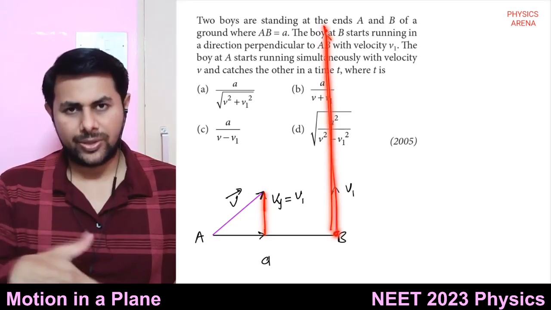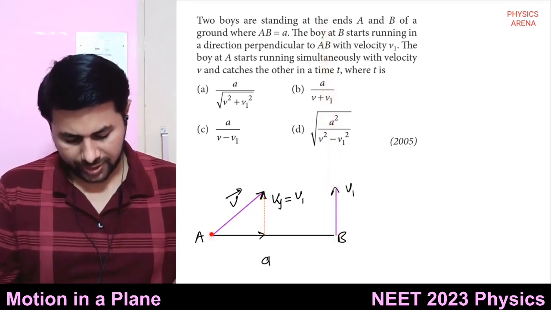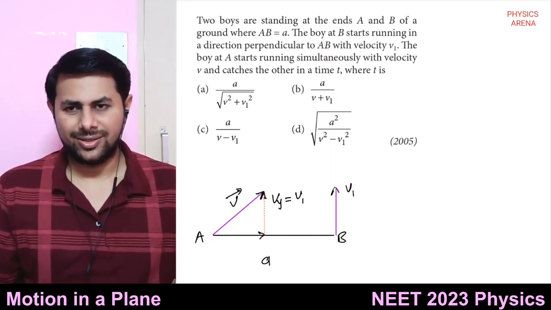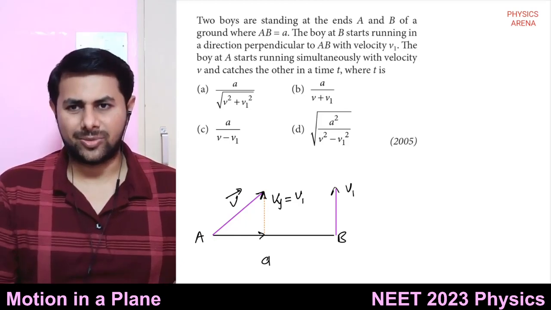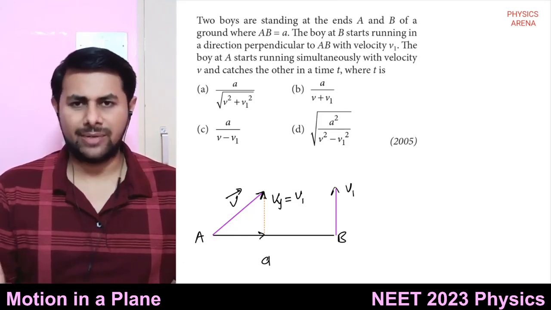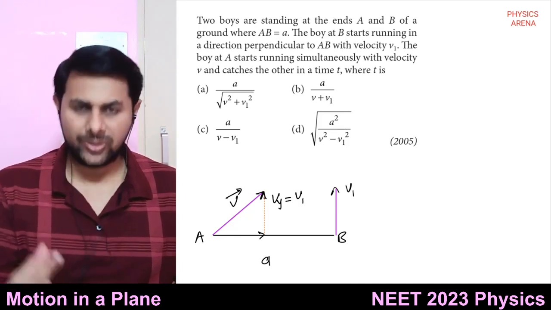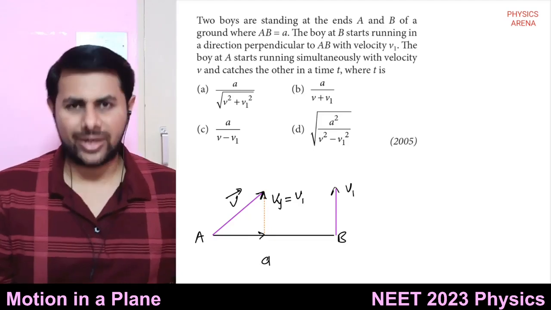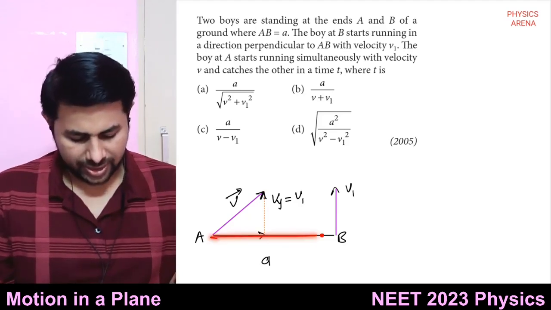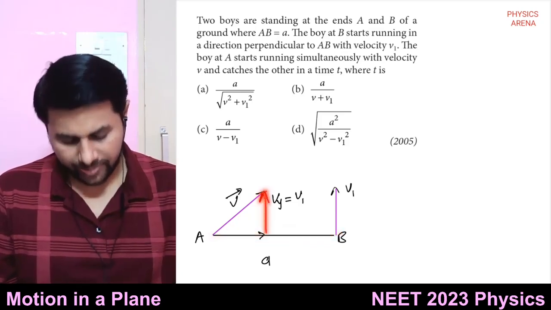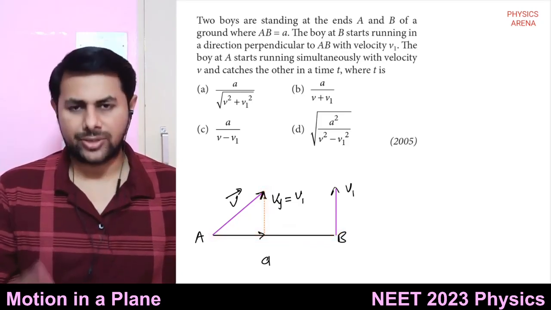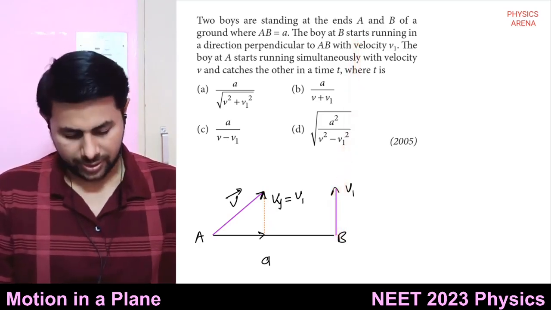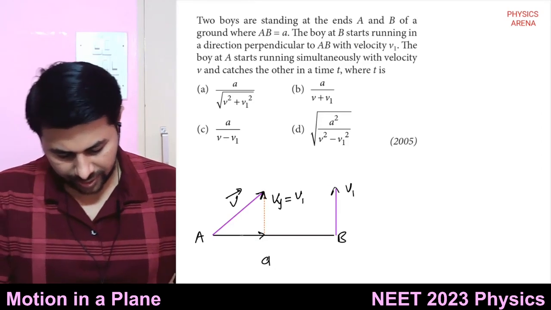So the y component of the first boy, who is at A, should be at least that much, right? If he wants to catch the other boy. The x component can be anything. If this is an infinite ground and the x component is less, he will take more time to cover this much distance. But the y component must be equal, if he wants to catch this other boy, because this boy is running in the y direction only.